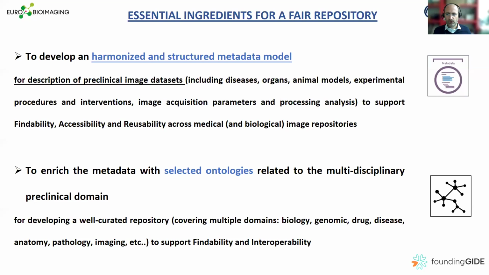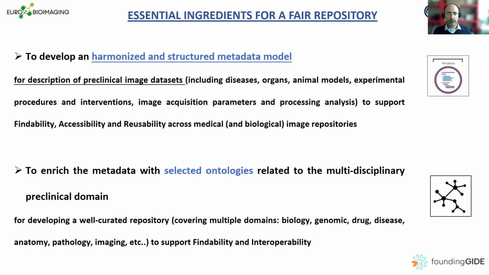In fact, if you look at what you really need in order to improve the sharing of data, essentially you need two things. The first one is a harmonized and structured metadata model. So meaning essentially a list of metadata, so a list of information that describe from several perspectives the images that have been acquired. And on the other hand, you also need to exploit some ontologies in order to curate the repository, so in order to make the metadata more findable and more interoperable.